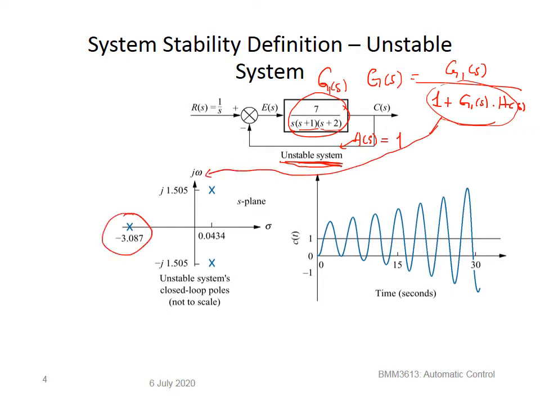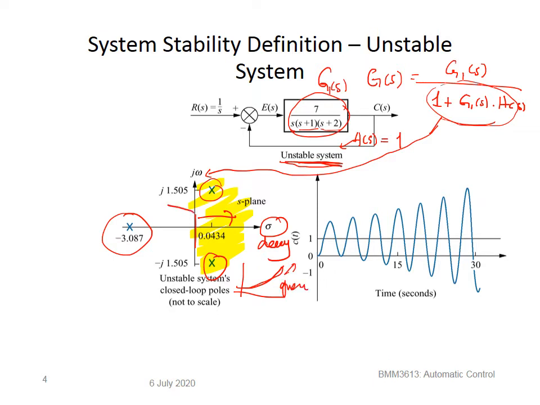There's one real pole on the left hand side, but now we have 2 poles on the right hand side of the S plane. And we know that if we have poles on the right hand side of the S plane, what happens? Can you tell me what the right hand side of the plane means? Right hand side means sigma, which represents decay, is positive. So the decay is positive, which means the signal will keep on growing.